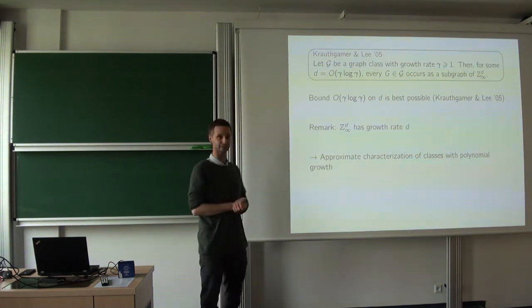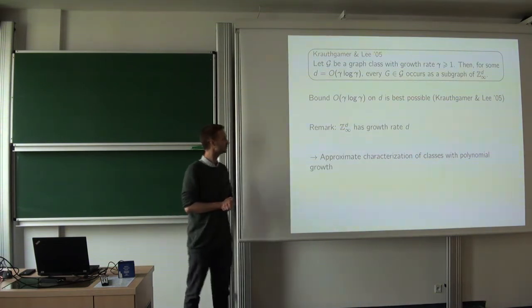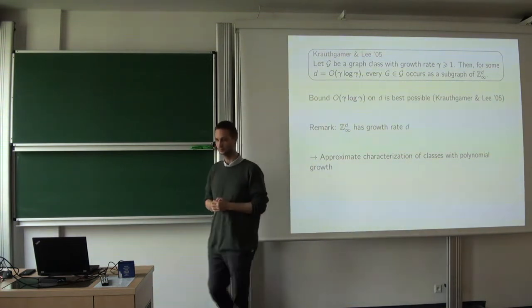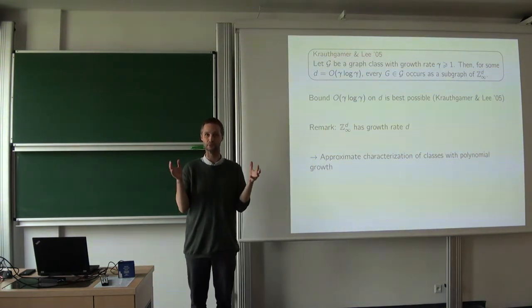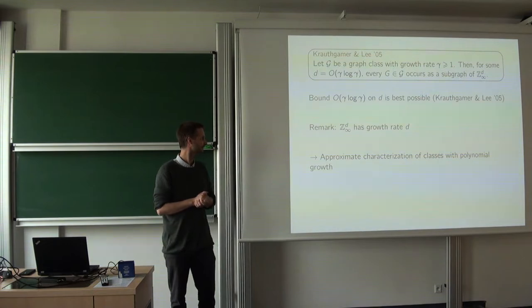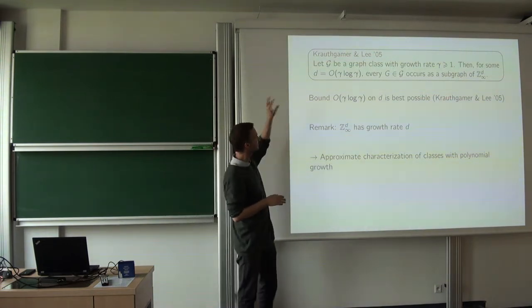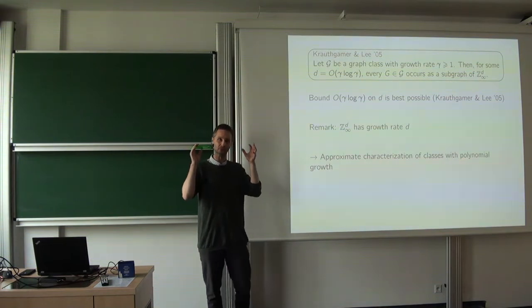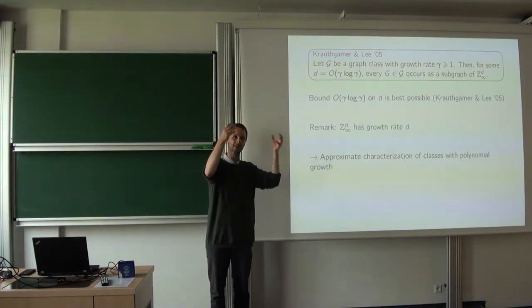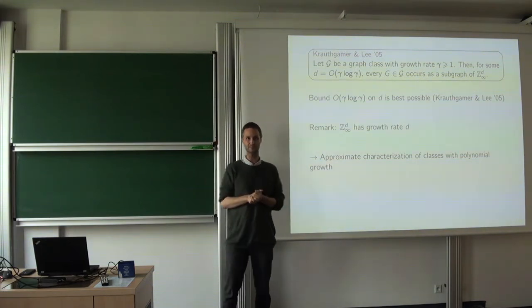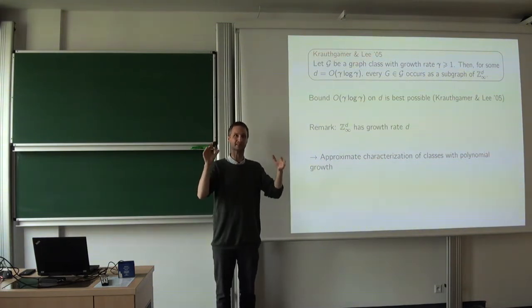But the second remark, and that's more important for us, is that if you look at that graph Z^d, this has polynomial growth, right? The balls grow like r to the d. It has growth rate d. Okay, so what you're doing is that you start with a class with polynomial growth, and all the graphs in your class, you embed as subgraphs of these very nicely structured grids that have polynomial growth.